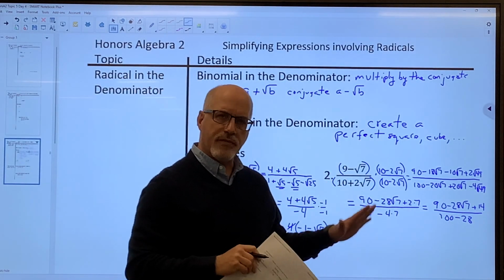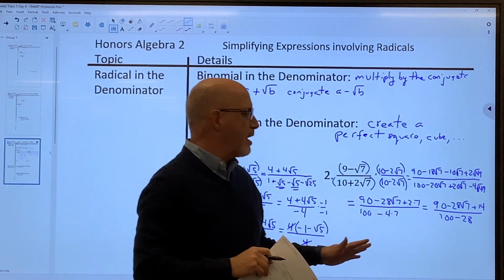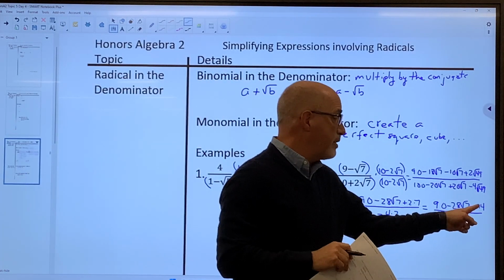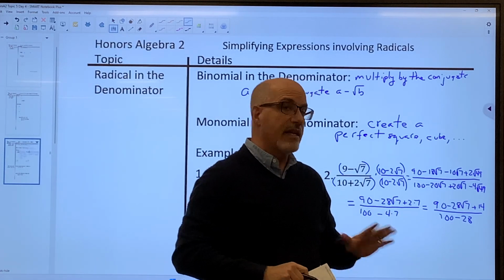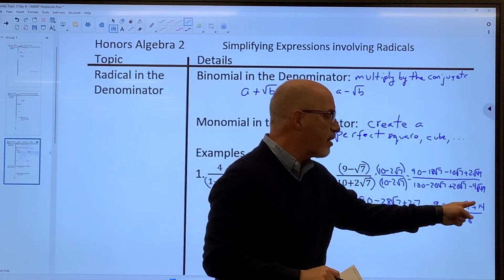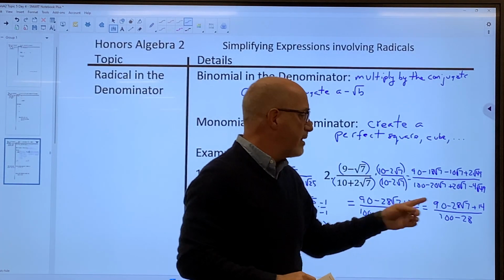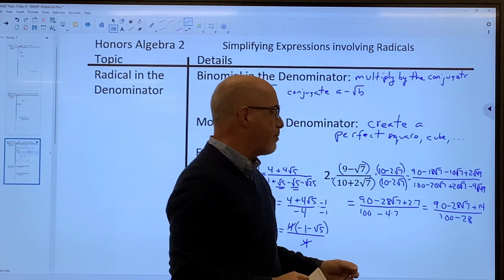Now remember, don't make some common mistakes here. I'm going to stop here before I simplify fully. Common mistakes are that people start saying, hey, I can reduce out this 14 and this 28. Can't do that because they're not factors. They're being subtracted here and added there. Only factors can be reduced. These are not factors of the entire numerator.